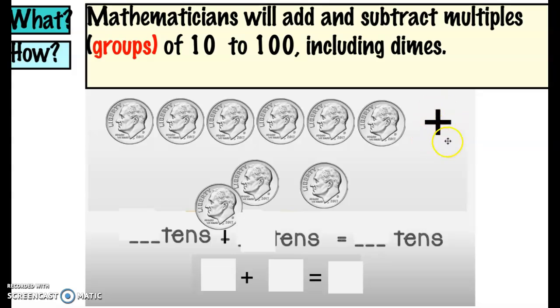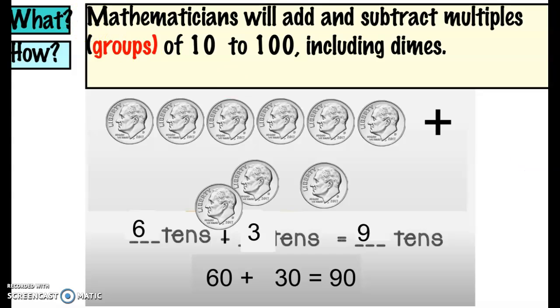Pay attention. This time we're going to add. So how many tens do you see on the top? So we see 6 tens plus how many tens on the bottom? Plus 3 tens gives us how many tens? Is it 90 tens? No, it's not 90 tens. It gives us 9 tens. So 6 tens equals 60 plus 30 equals 90.